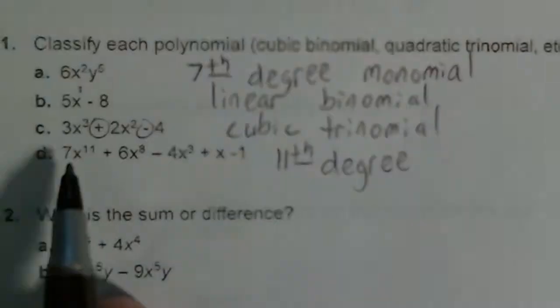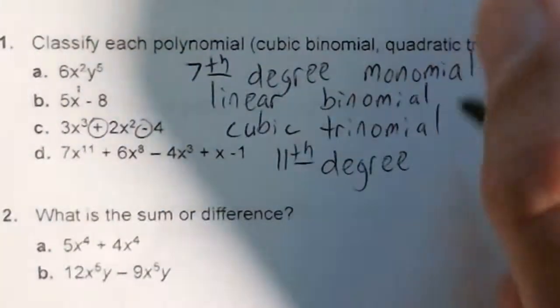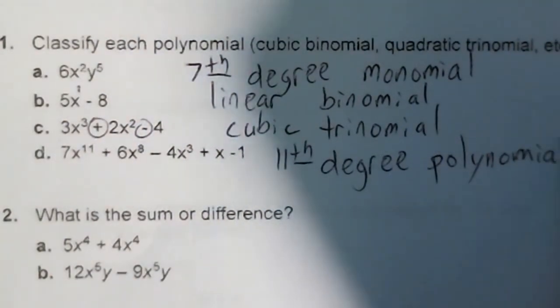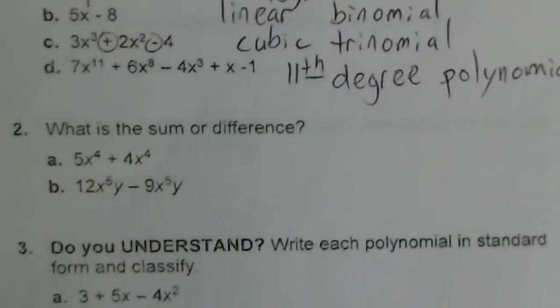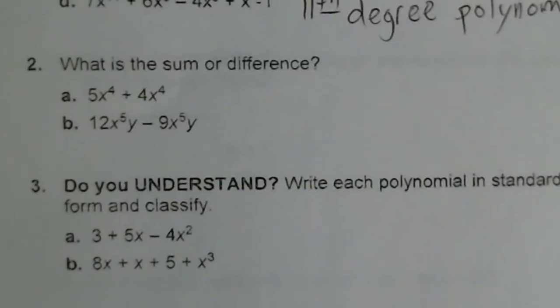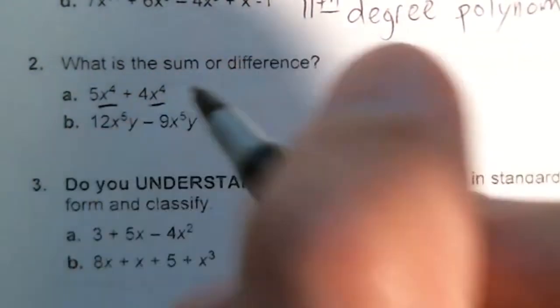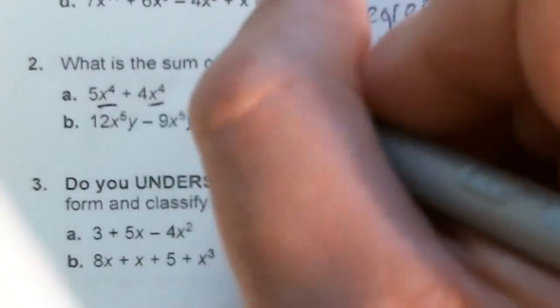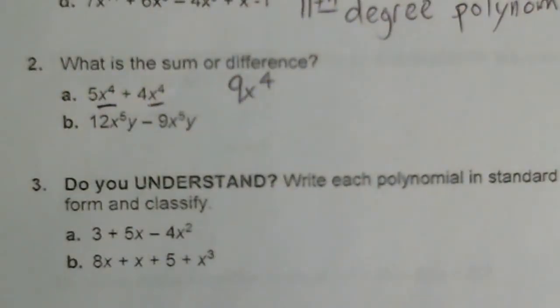11th degree, and that's 1, 2, 3, 4, 5. That's a bunch. So that's just a polynomial, an 11th degree polynomial. Okay, what is the sum or difference? This is good old-fashioned combining like terms. Apples, apples. I can add those together. 5 apples plus 4 apples is 9 apples. And what are my apples? My apples are x to the 4ths.